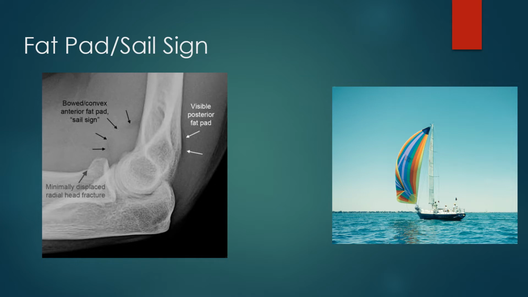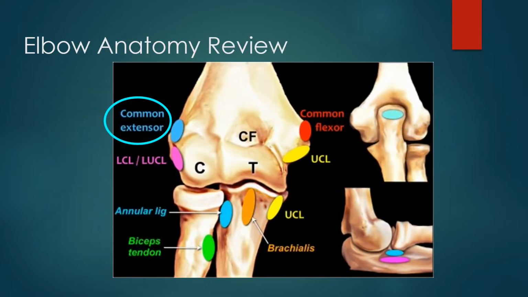So in this lateral x-ray, a minimally displaced radial head fracture results in some elbow joint effusion, which then produces a billowing appearance of the anterior fat pad. The elbow section on Blackboard does a really nice job of going through fracture assessment and classification specifically for the elbow, so definitely check that out as well. So now let's look at some of the soft tissue injuries that can occur and their implications on imaging of the elbow.